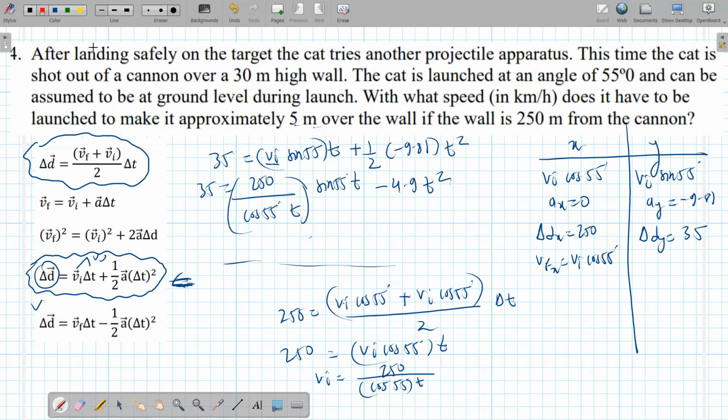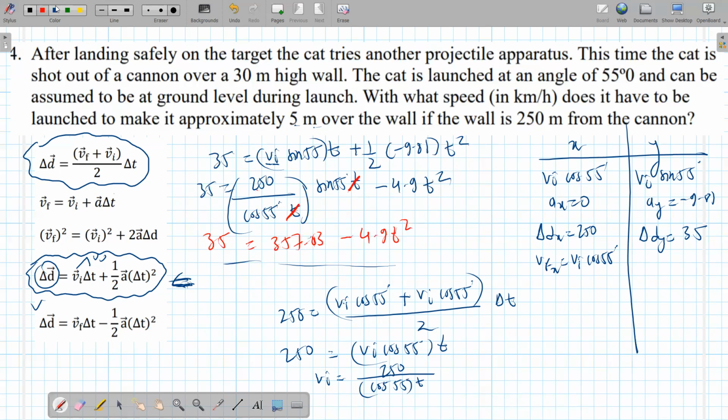All right, now look at this. This t cancels out with this t, because you're multiplying. So I'm gonna plug 250 sine 55 divided by cos 55 on the calculator. 250 times sine 55 divided by cos 55 gives me 357.03, equals 35 minus 4.9 t squared.